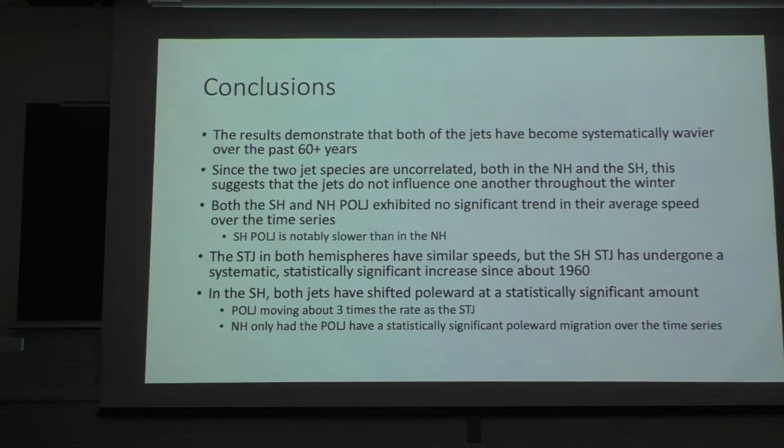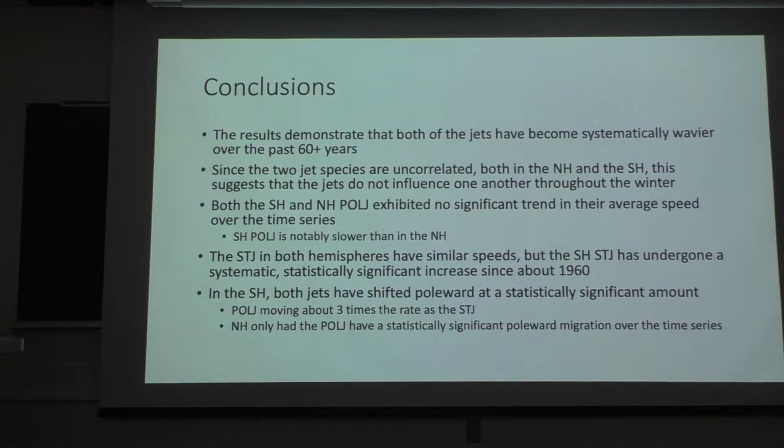So some of the conclusions is that the results demonstrate that both of the jets in the Southern Hemisphere have become systematically wavier over the past 60 plus years. And since the 2 jet species are uncorrelated, both in the Northern Hemisphere and the Southern Hemisphere, this suggests that the 2 jets do not influence one another throughout the winter. Both the Southern Hemisphere and Northern Hemisphere polar jet exhibited no significant trend in their average speed over the time series, and the Southern polar jet is notably slower than the Northern Hemisphere.